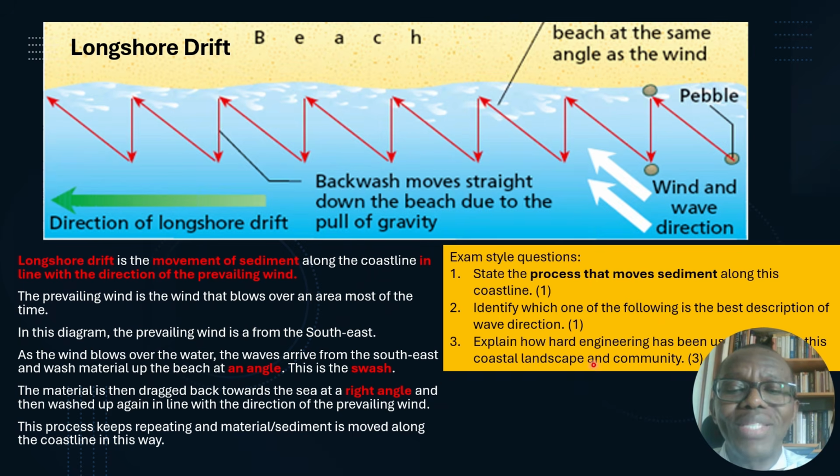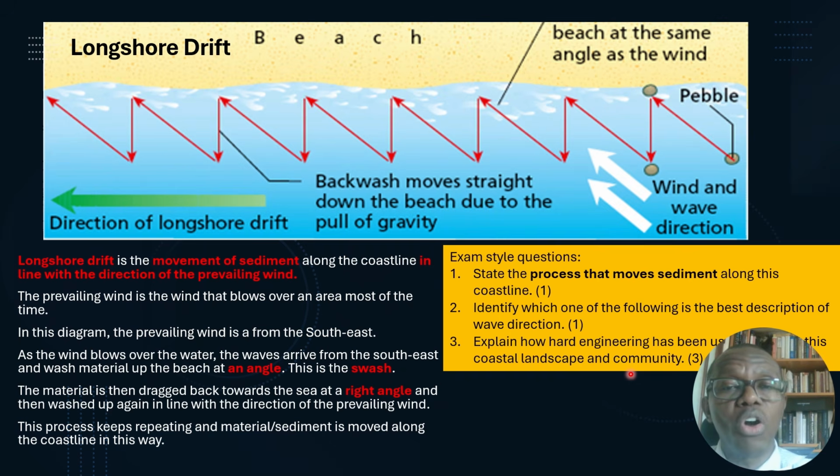So what would we say then? We would say that groins have been used to protect this particular coastline. That would give us our first mark. And then we would continue on to say that the groins are going to stop the movement of sediment or sand along this particular coastline. So they are going to inhibit longshore drift from taking place. Now, that would be our second mark.